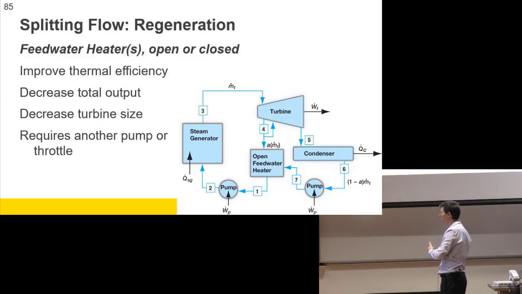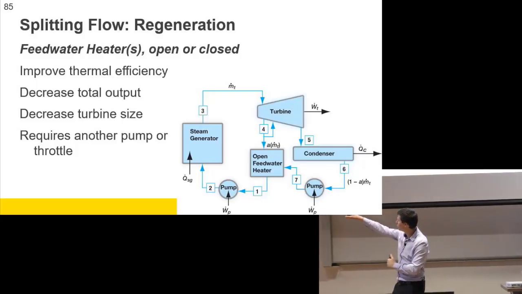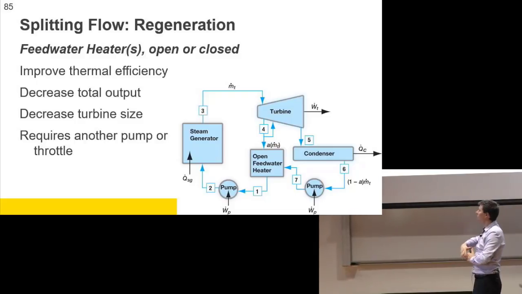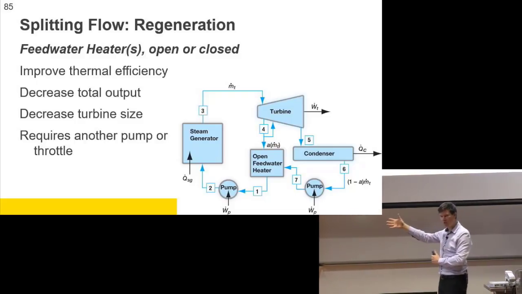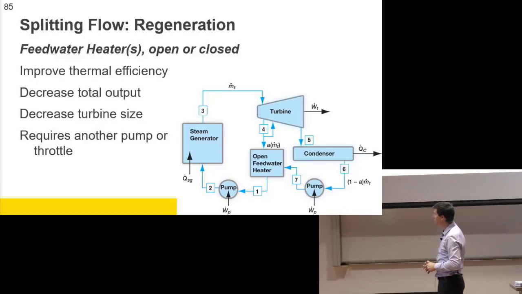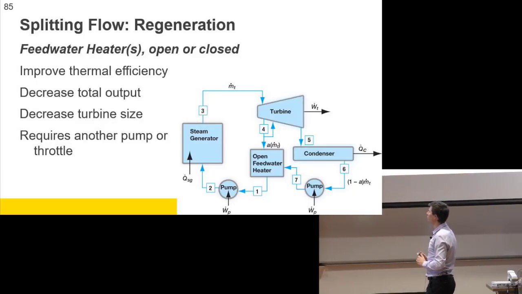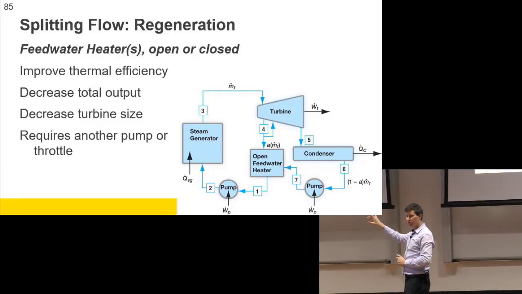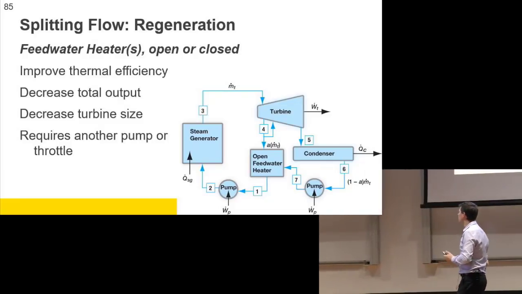In this case, you're not taking all your fluid from state point 3 to 5, you're taking some off, but you decrease your steam generator heating as well. And it turns out that you get a higher thermal efficiency by doing those things. The turbine's physically larger, and we've added another pump. So we've added a little bit more infrastructure to our system.